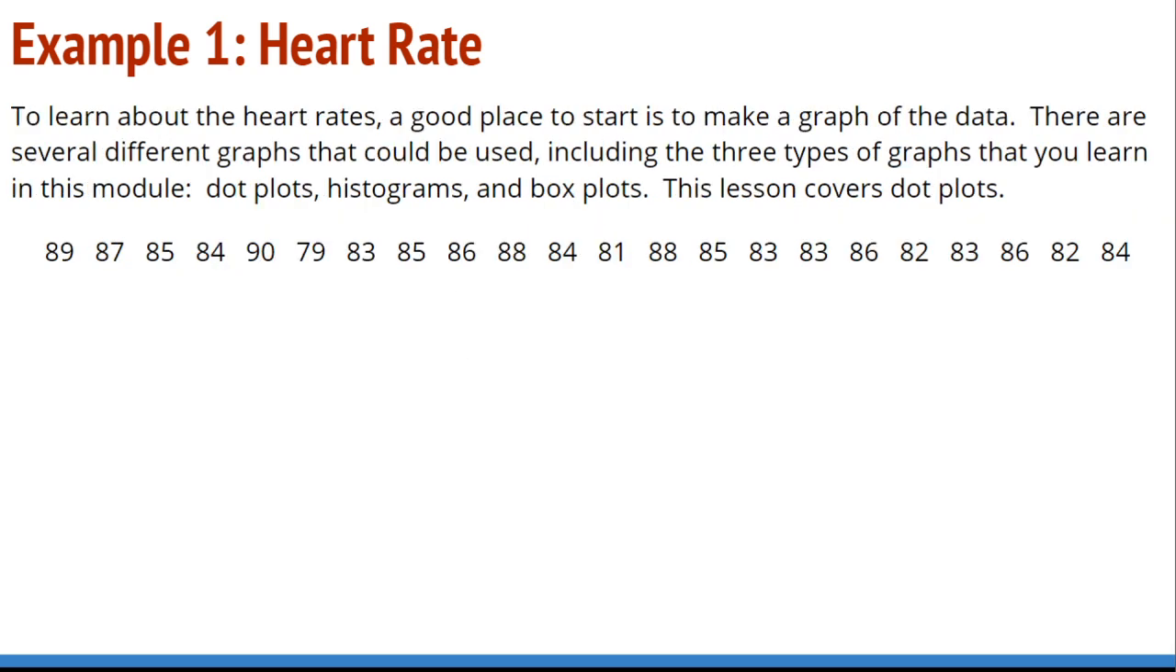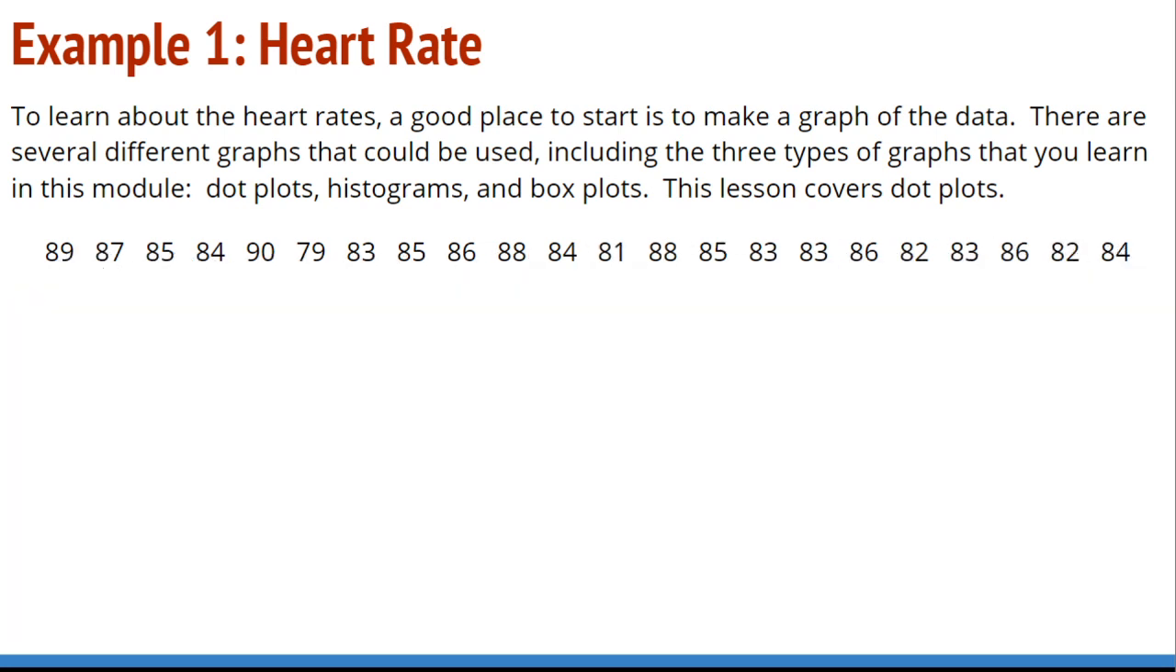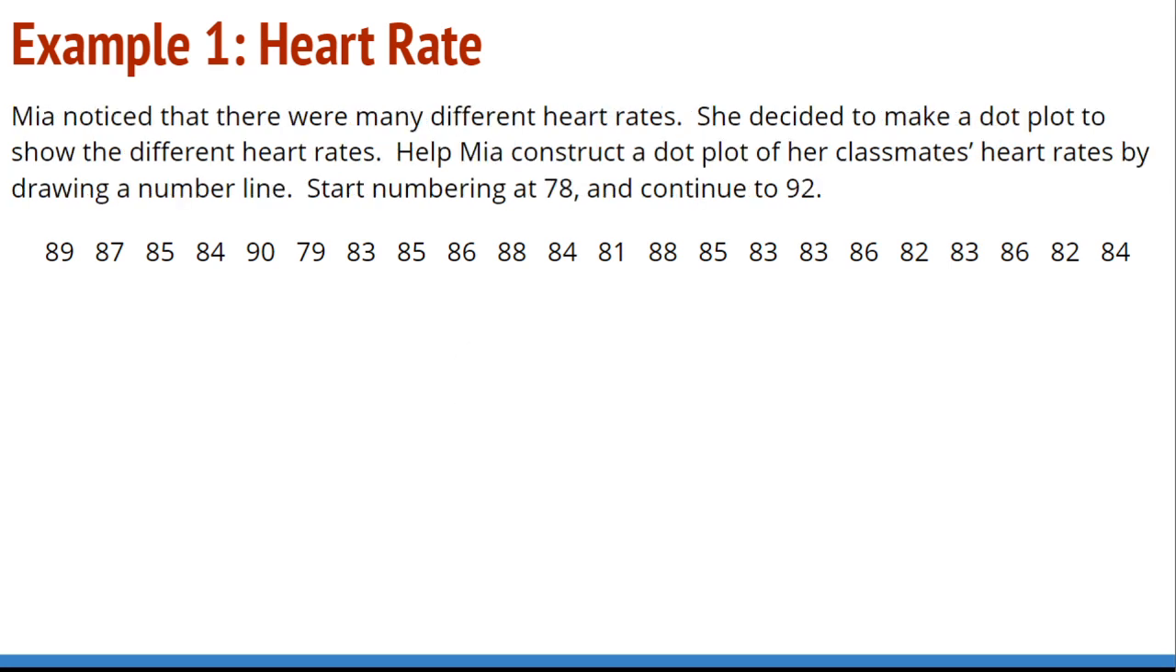So to learn about the heart rates, a good place to start is to make a graph of the data. We have all of these numbers, and they're just kind of garbled up here on the piece of paper. We're going to be looking for a way to use this piece of information. We're going to try and turn this into a graph so we can look at it and say, what does it really tell me? Mia noticed there were many different heart rates. She decided to make a dot plot.